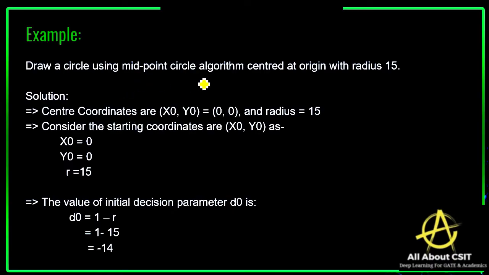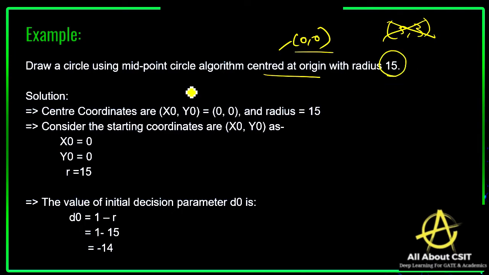Draw a circle using the midpoint circle drawing algorithm centered at origin. So they have given the center point as 0, 0. They didn't give any other value. If they give any value, you have to take xc plus x1 and yc plus y1. But here they started with the center at origin with radius 15. R is 15.